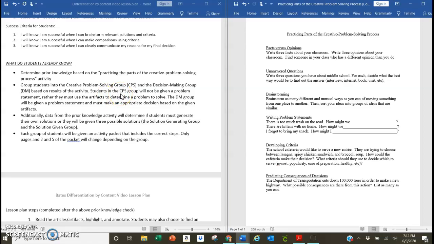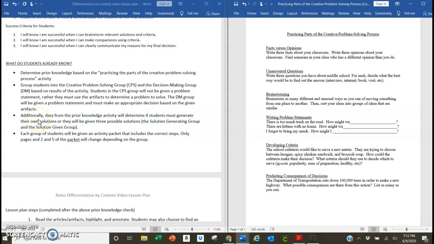The students in the CPS group will not be given a problem statement. This will make more sense in a minute when I show you the paper. They are backing up and will have a more convoluted start to the project because they're given artifacts but have to determine what the problem is, versus the decision-making group, which starts with a problem statement and practices the additional steps from that point forward.